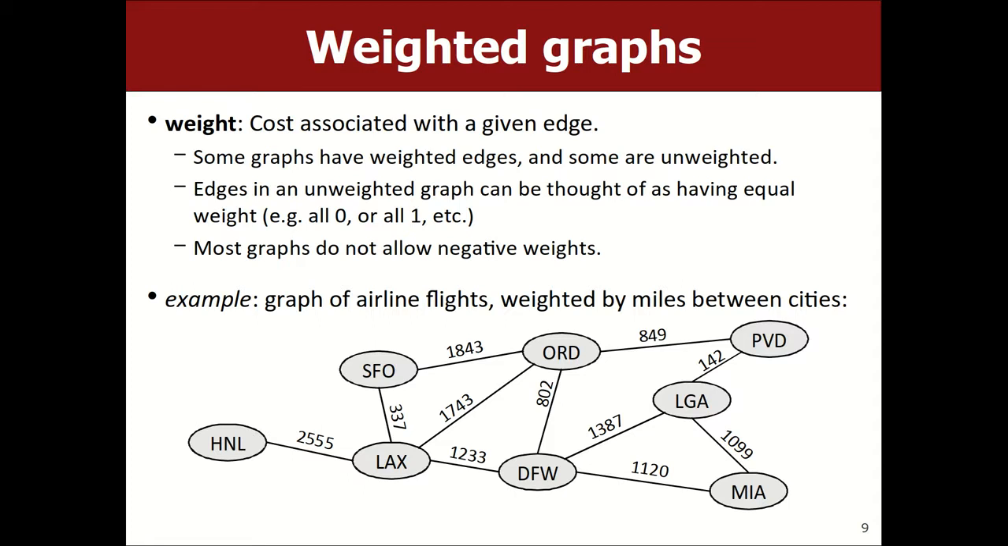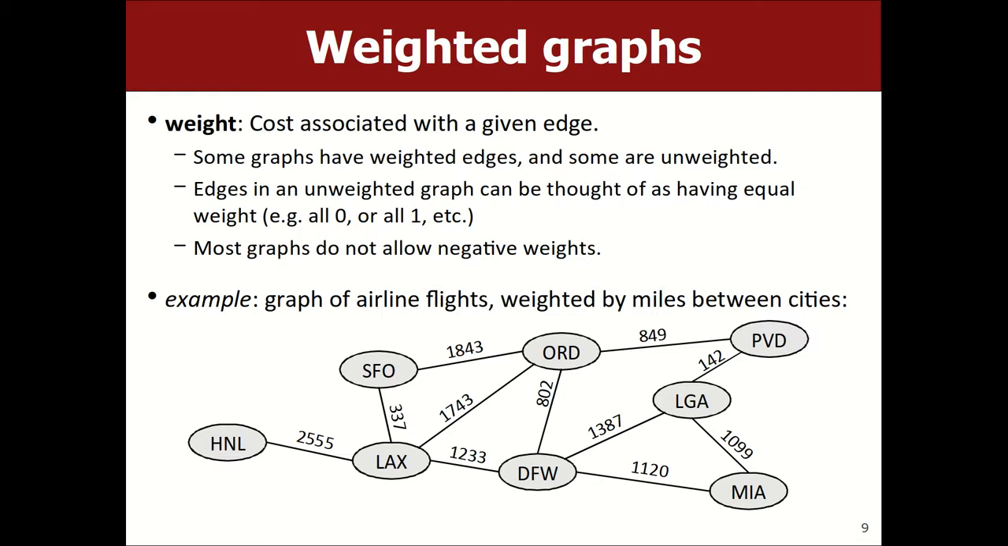So in this example, this is a bunch of airports. And I think that the numbers here are supposed to indicate the mileage between those cities. I don't remember where I got these doodles from, so I don't remember if that's accurate at all. Maybe somebody just made up numbers here, but mileages. So that's how many miles to fly from here to there.